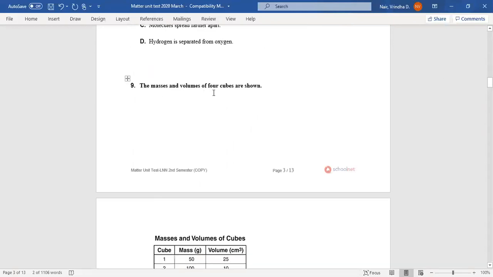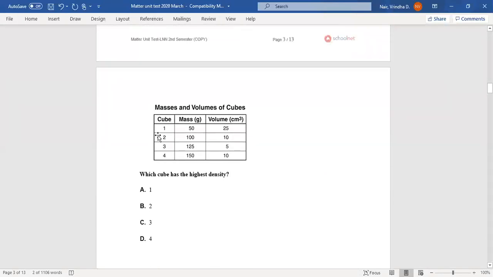The mass and the volume of 4 cubes are shown. It says cube number 1, 2, 3, and 4. The mass of cube number 1 is 50. The mass of cube number 2 is 100. The mass of cube number 3 is 125. Cube 4 is 150. And the volumes are shown here. Which cube has the highest density?